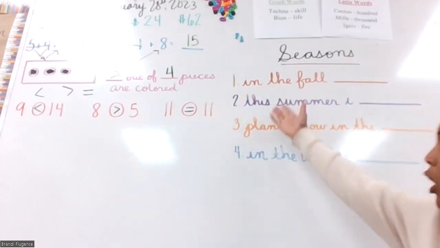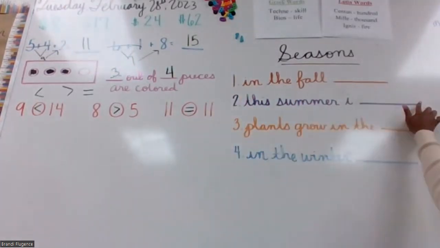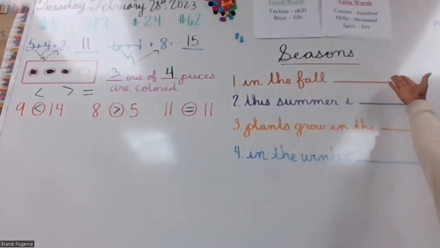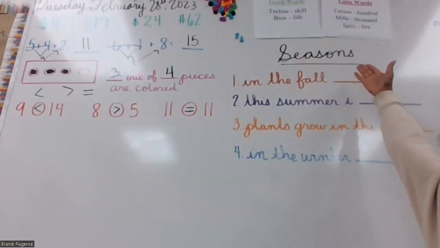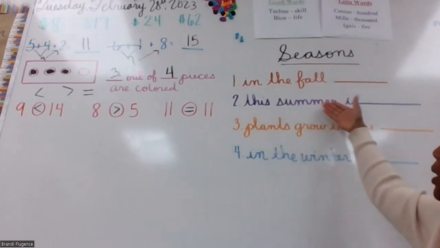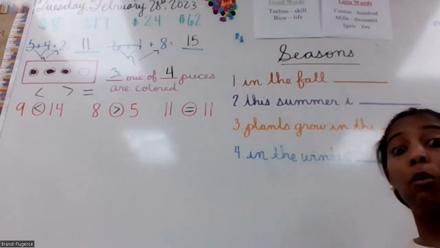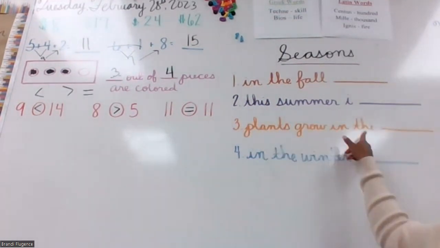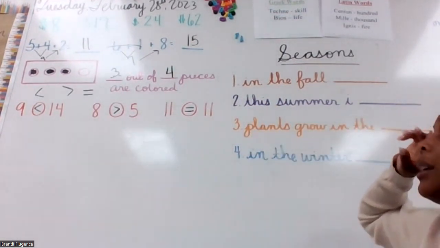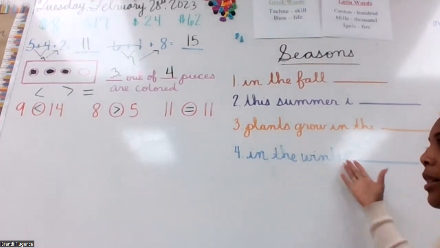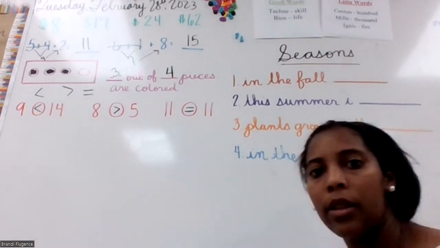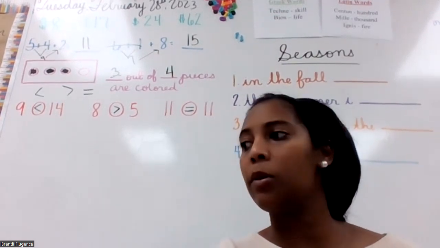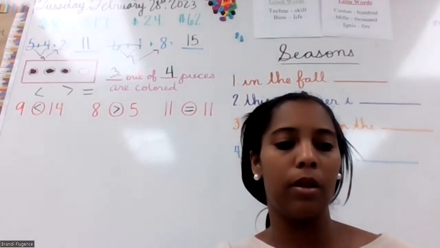So you're going to finish all of the sentences. I have the line because that's where you finish. So number 1, it says, in the fall. Tell me about something in the fall. Y'all understand what I'm saying? Number 2, this summer, I just said what we do in the summertime. Number 3, plants grow in which season do the plants grow in? And then number 4, in the winter, tell me what happens in the winter. Y'all understand? Yeah. All right, go ahead and begin. Make sure you skip lines between your sentences, guys.